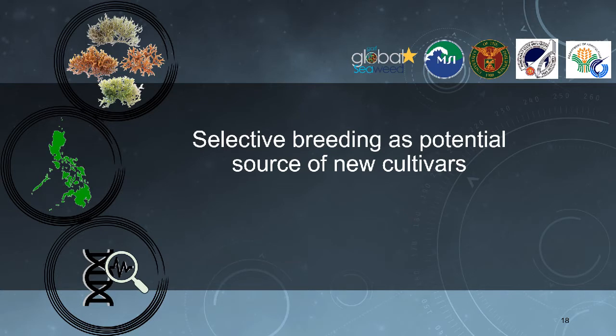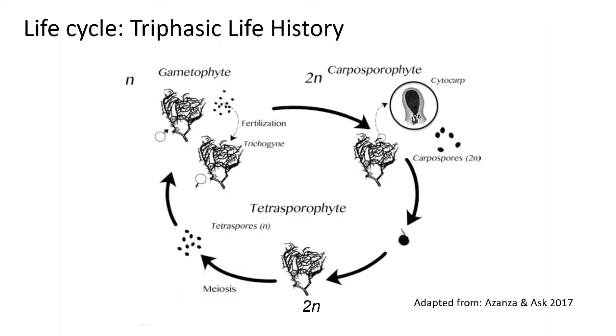The second part of this presentation is on selective breeding as a potential source of new cultivars. To start with, I would like to introduce the triphasic life history of eucheumatoids. You can see here the haploid male and female gametophyte, which undergo fertilization and produce the carposporophyte that is carried by the haploid female gametophyte in the cystocarp. The carposporophyte produces carpospores that germinate into tetrasporophyte, and the tetrasporophyte produces tetraspores that germinate into male and female gametophyte.